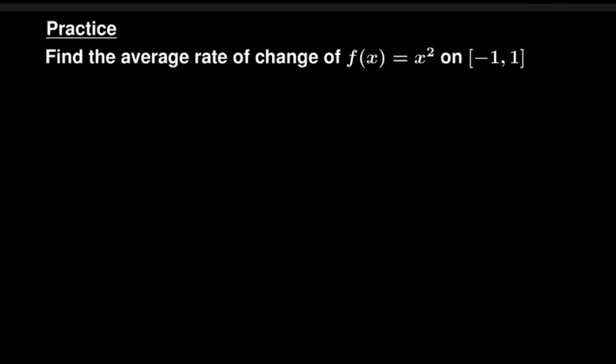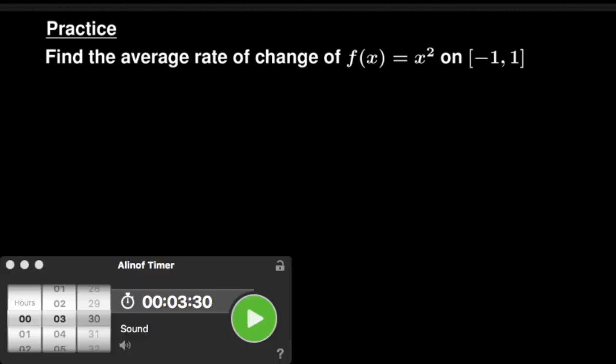So let's practice a bit. Let's find the average rate of change on this interval. I'm going to give you about 30 seconds to work on it on your own real quick, and then I'll go over it as well. Okay, so get the timer back up. 30 seconds, because by this point this shouldn't be too difficult. Alright, begin.